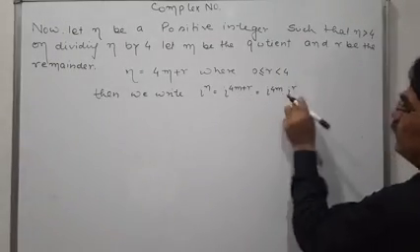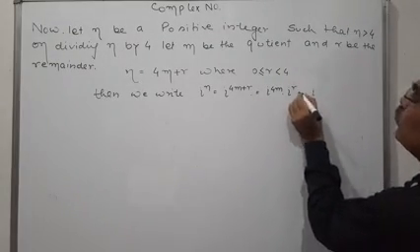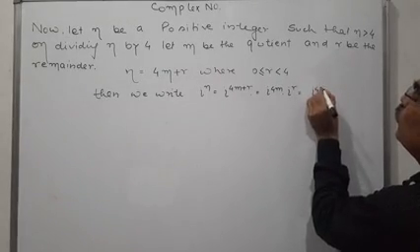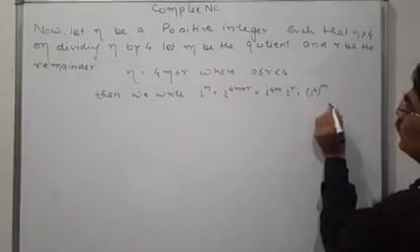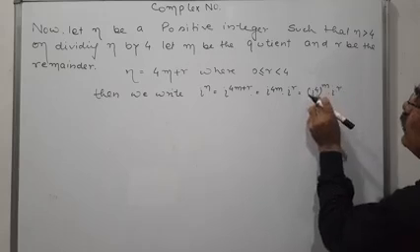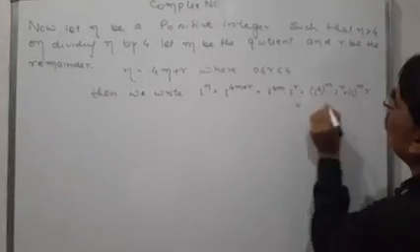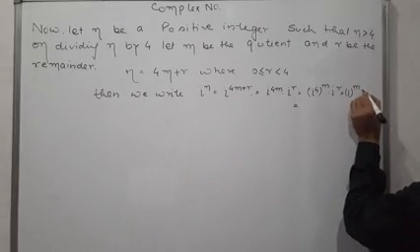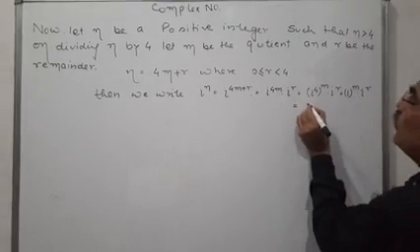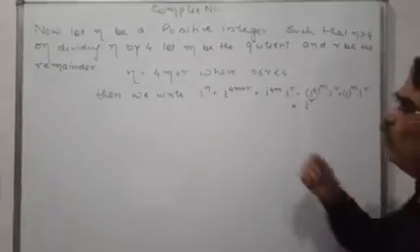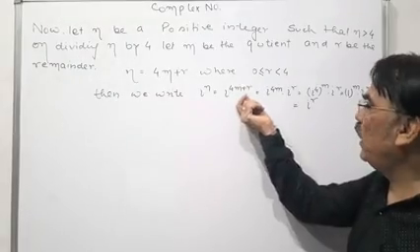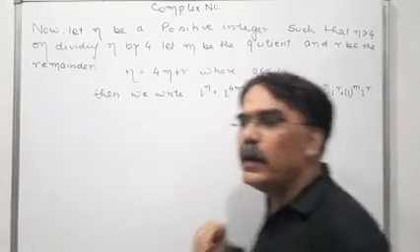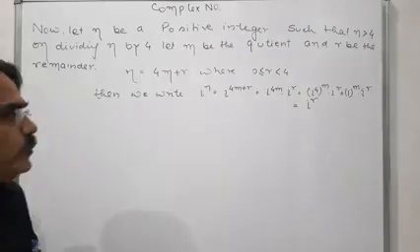You can write it as (i to the power 4) to the power m into i to the power r. The value of this is 1 to the power m into i to the power r, which is equal to i to the power r. So we get i to the power 4m plus r is equal to i to the power r, and then we find out the value.